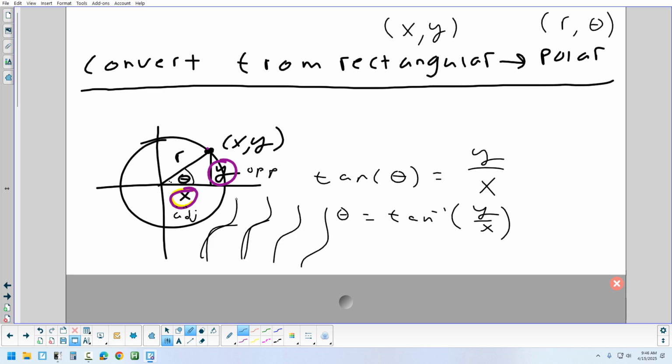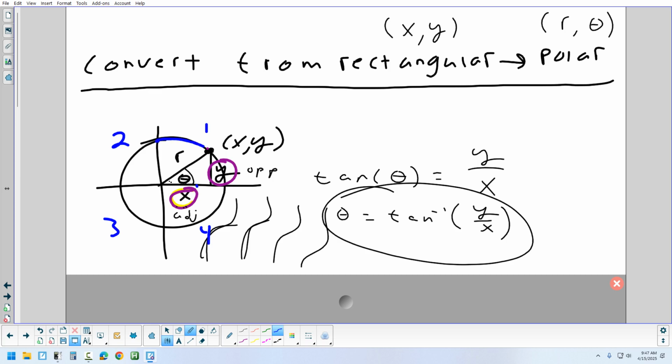Negative pi over 2 to pi over 2. That means inverse tangent will only give you an answer from negative pi over 2 to positive pi over 2. What quadrants does that cover? Only quadrant one? Well, that's 0 to pi over 2. But we've got negative pi over 2 to pi over 2. Yeah, it covers 1 and 4.